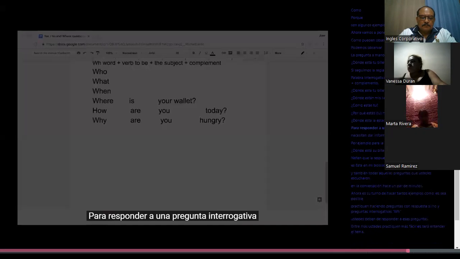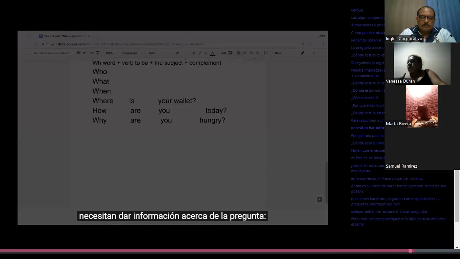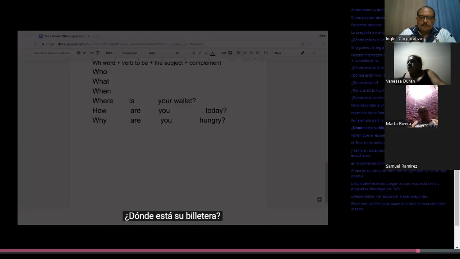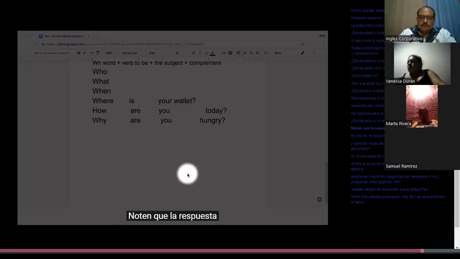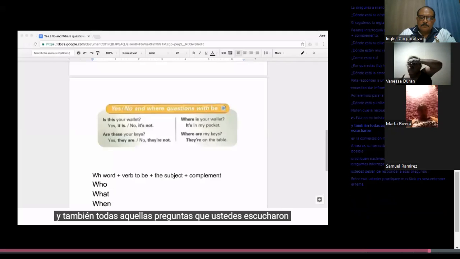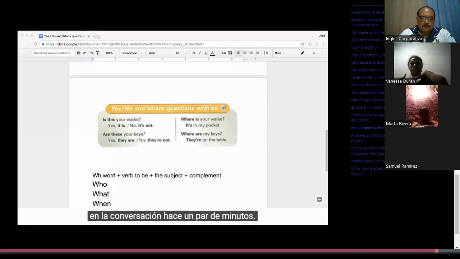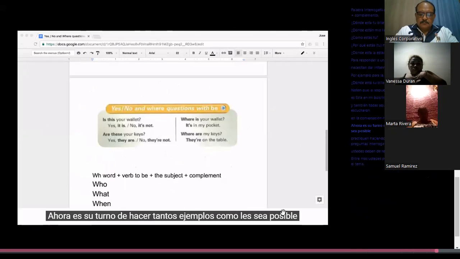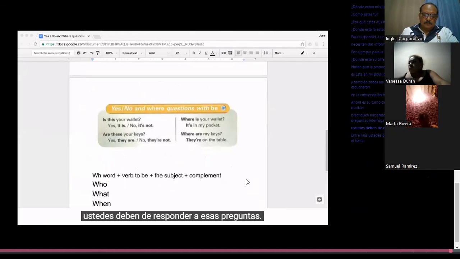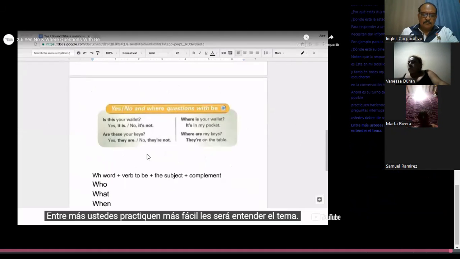To answer WH questions, you now need to give information. For example, for the question, where is your wallet? Notice that the answer is, it's in my pocket. And also, all those questions that you heard on the conversation a few minutes ago. Now, it's your turn to make as many examples as possible. Practice making yes or no questions and WH questions. You should answer those questions as well. The more you practice, the easier this topic will become for you.